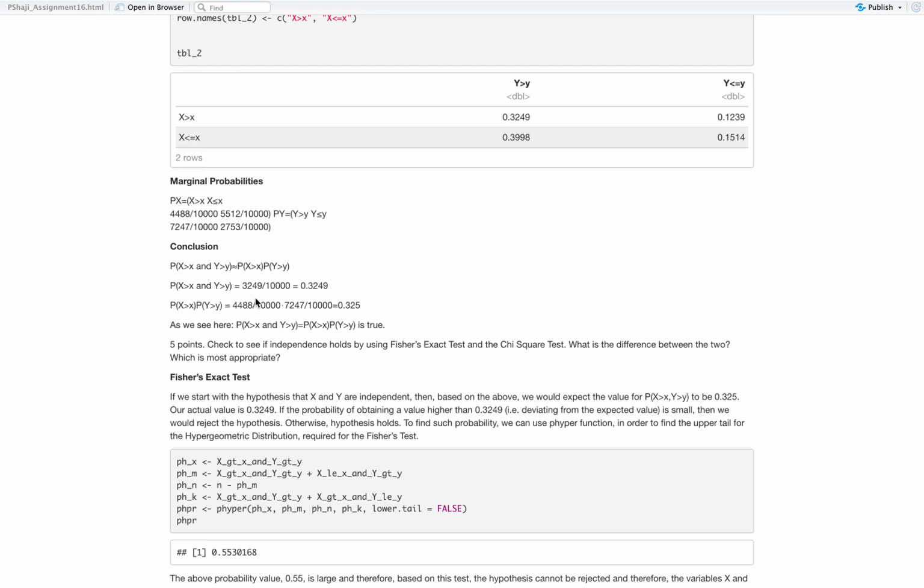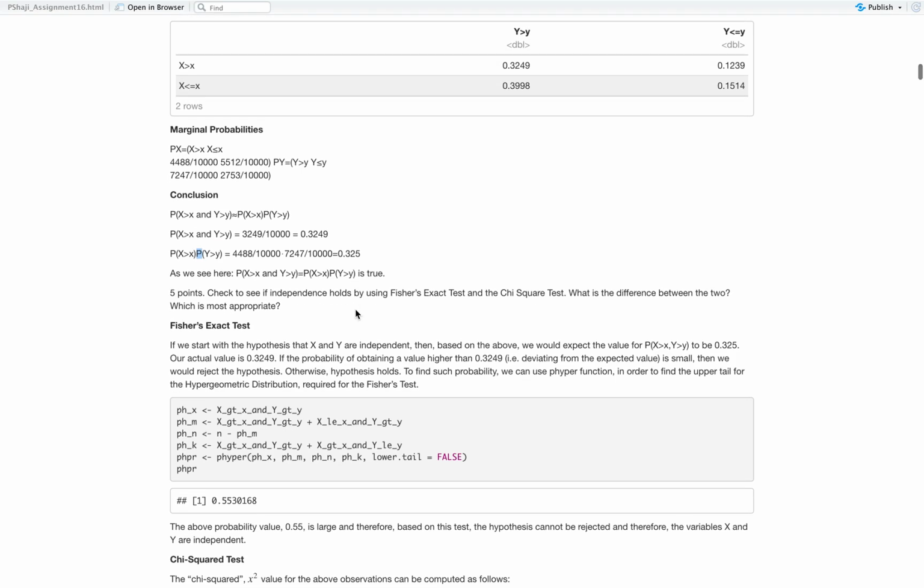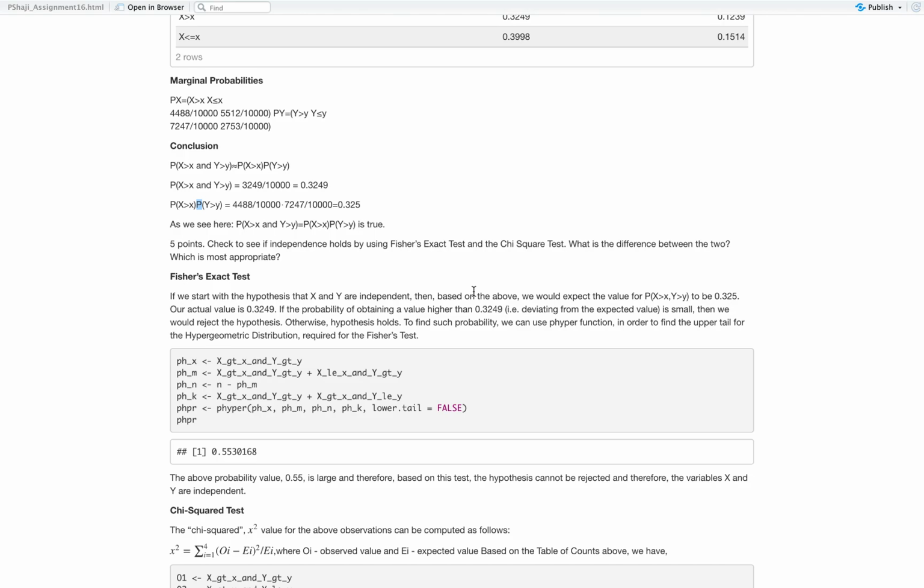For concluding, we needed to investigate if this expression is equal to this expression. As we see, both of them hold nearly true: the expression of AND is 0.3249 and the expression of OR is 0.325. The next question is to check if the independence holds by using Fisher's exact test and the chi-square test, and the difference between the two.